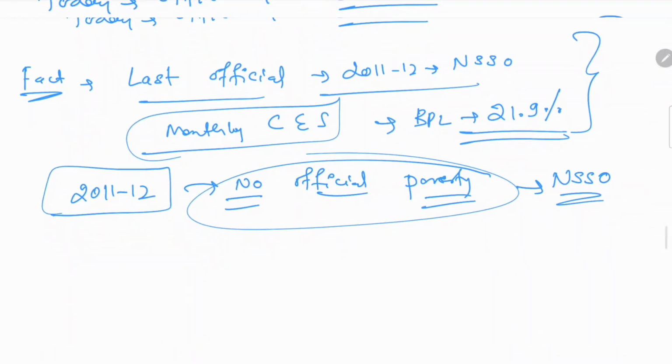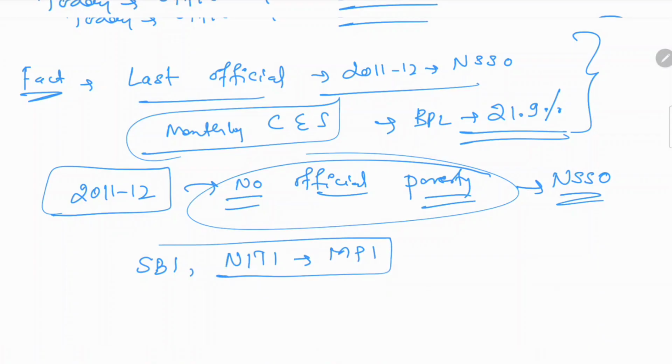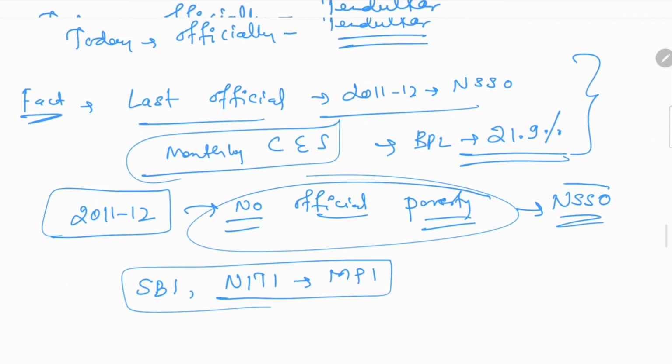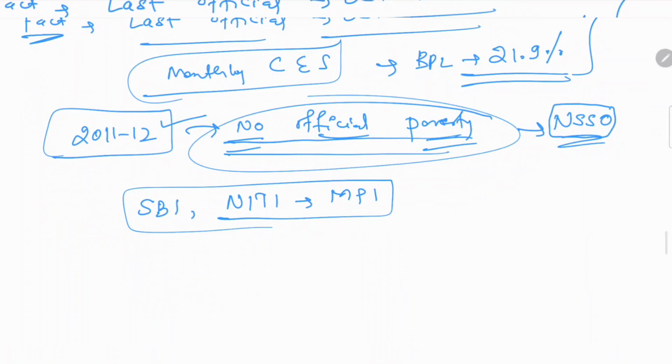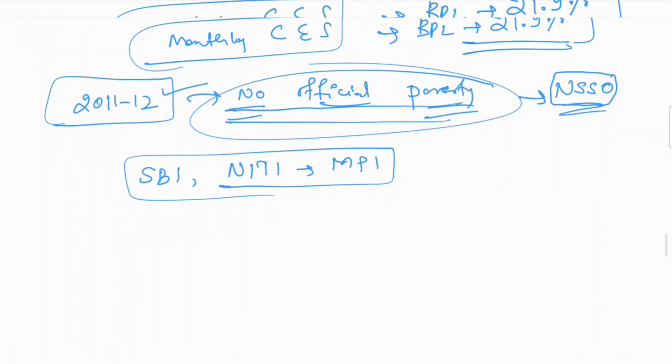There are other organizations, such as the SBI report, and also Niti Aayog has come up with a multi-dimensional poverty index. But the organization which was historically doing the poverty estimation has not taken up the official poverty estimation after 2011-12. This you must remember. There is a very high chance that the UPSC may ask a question on this.